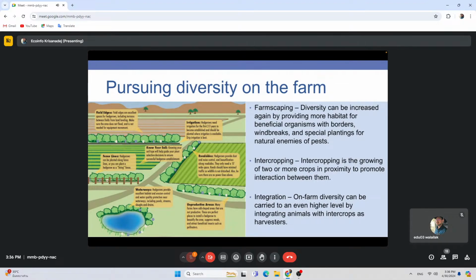So having trees here blocking the wind and also helping with harboring, they call farmscaping. Okay? It increases biodiversity. It benefits wind breaking and it's also helping with natural enemies for pests. Next slide, please. I think it's done.